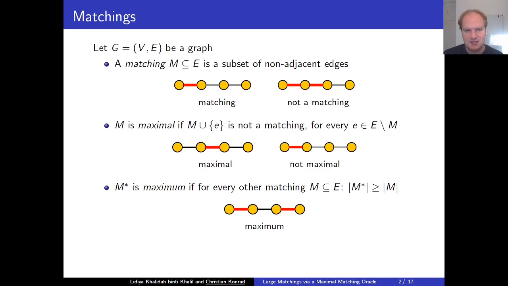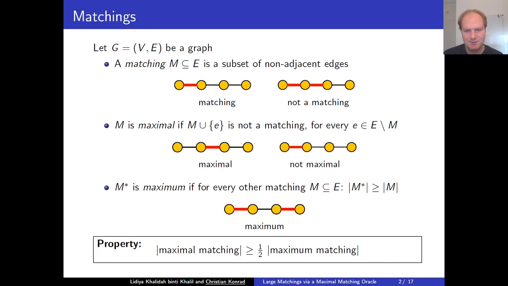Now, a matching is maximum if it is of maximal size, that is, it is at least as large as any other matching in the graph. Now, there's an important relationship between maximal matchings and maximum matchings. We know that the size of a maximal matching is at least half the size of a maximum matching. That's an important inequality, and we will use this a little bit later. In fact, already on the next slide.